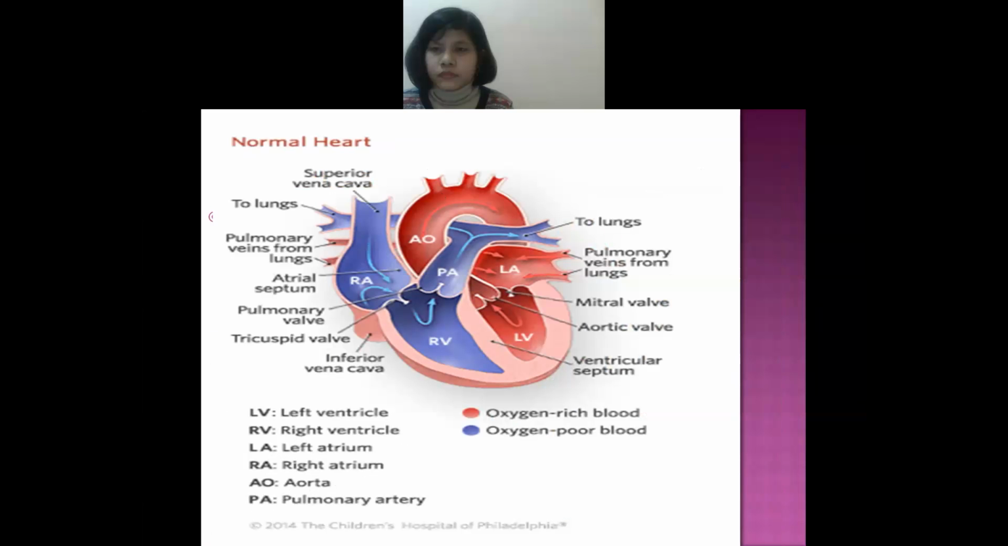Then from right ventricle, it goes to the pulmonary artery through pulmonary valve, and through pulmonary artery, it goes to the lungs for oxygenation. Then the oxygenated blood comes from the pulmonary veins to the left atrium. Then from left atrium, it goes to the left ventricle through mitral valve. Then from left ventricle, it goes to the aorta through aortic valve. And through aorta, it goes to different parts of the body.